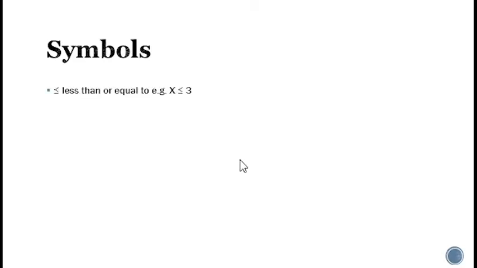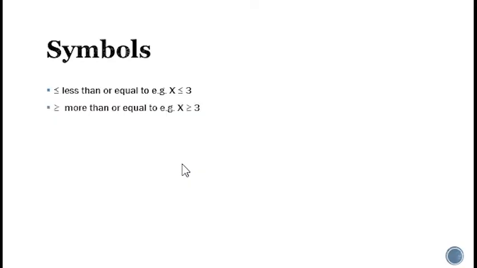Symbols. x less than or equal to 3 means x can be any value equal to 3 or less than 3. So values that fulfill this criteria can be anything like 3, 2, -5, -20, -50, but it cannot be any value more than 3.